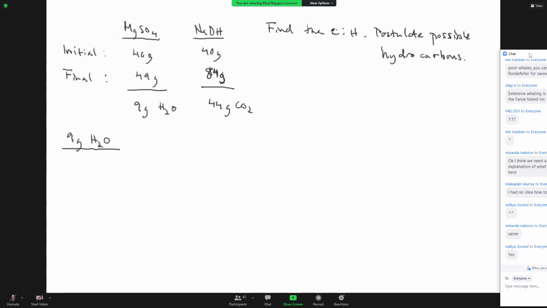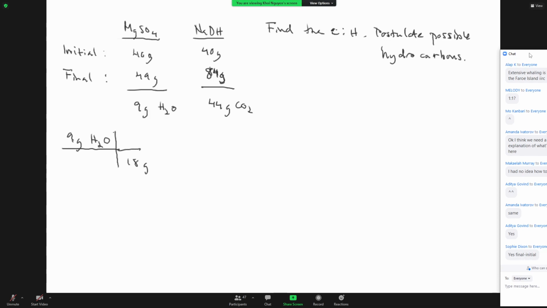Good. So from that, correct, final minus initial. We need to know that water is 18 grams for every 1 mole of water. And for every 1 mole of water, we're going to have 2 moles of hydrogen, right? Because there's 2 H's in H2O. So we end up canceling everything out, and we get 18 divided by 18. So we get 1 mole of hydrogen that we produce from those 9 grams of water.